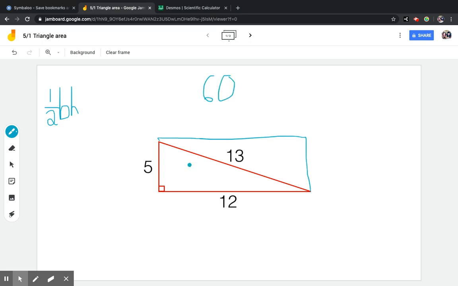Is that it though? No, that would only be if this was a square. So I still need to times that by a half or divide it by 2. So my actual area would be 30. And this one doesn't have a label on it, so.